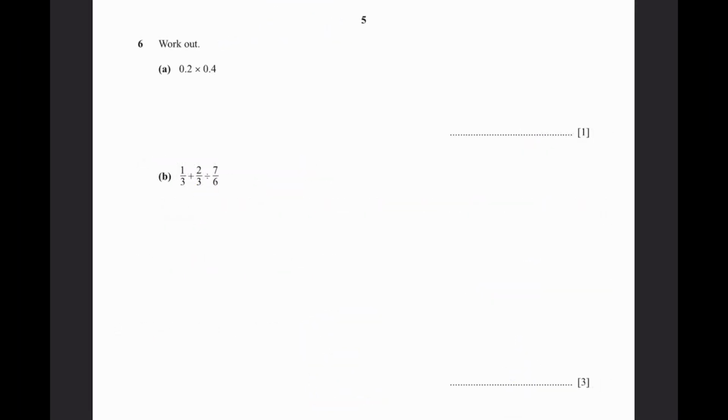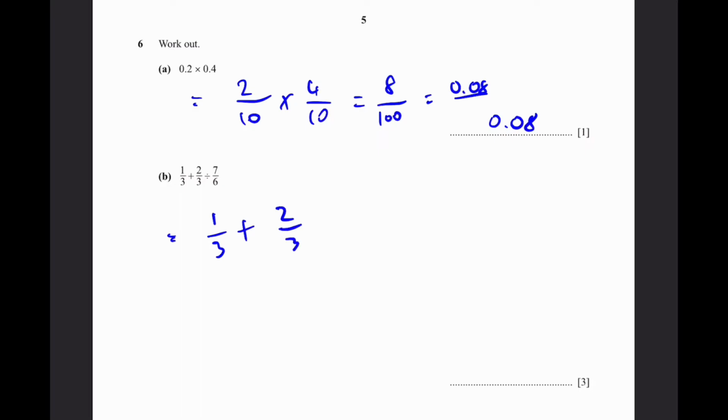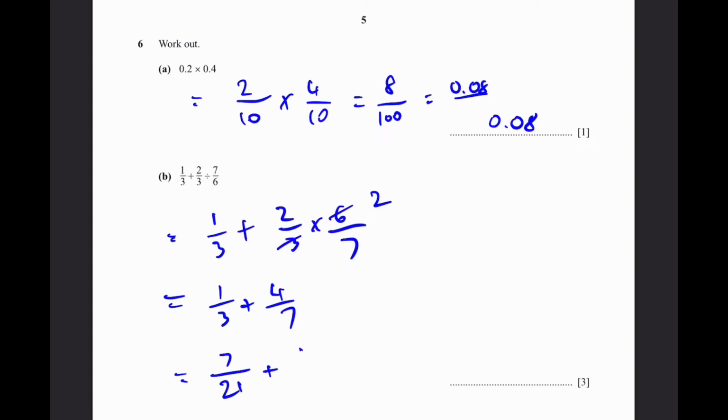Work out A, 0.2 times 0.4. That's equal to 2 by 10 times 4 by 10, converting to fractions. 8 by 100, and that's 0.08. B, 1 by 3 plus 2 by 3 divided by 7 by 6. That's 1 by 3 plus 2 by 3 times 6 by 7. Of course, we do division first, or in this case, we just flip it to multiplication, so it's easier. Now we can cancel, and we get 1 by 3 plus 4 by 7. Now, we can write this as 7 by 21 plus 12 by 21, which is 19 by 21.